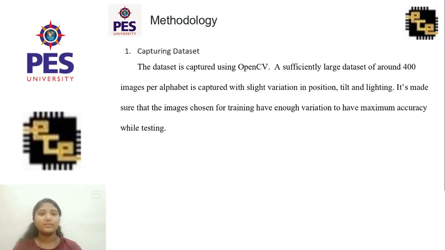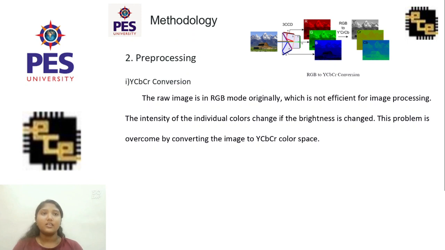The first step is capturing the dataset. The dataset is captured such that the variation and accuracy are balanced. Our next step is pre-processing. The raw image is in RGB mode originally, which is not efficient for image processing. The intensity of individual colors changes if the brightness is changed. This problem is overcome by converting the image to YCbCr color space.